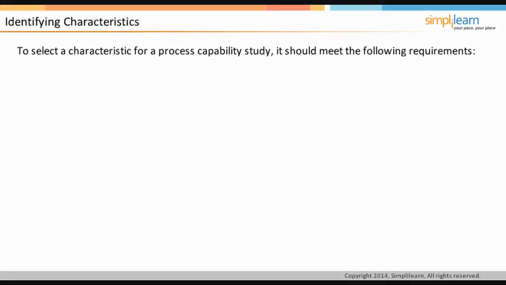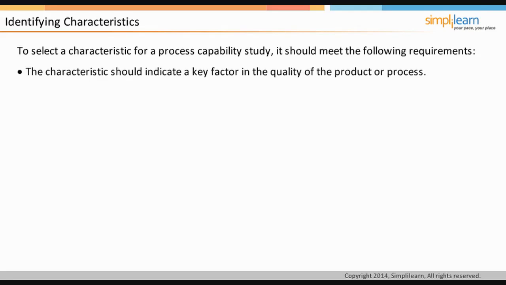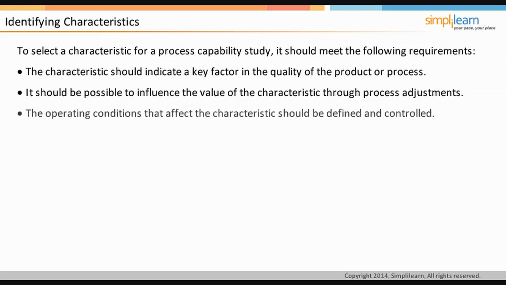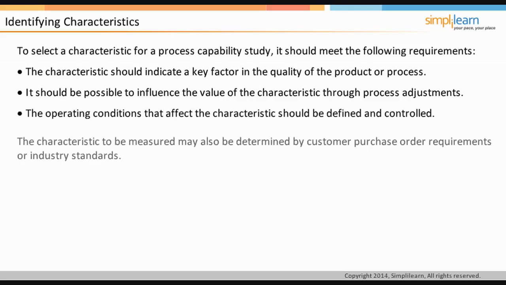Process capability deals with the ability of the process to meet customer requirements. Therefore, it is crucial that the characteristic selected for a process capability study indicates a key factor in the quality of the product or process. Also, it should be possible to influence the value of the characteristic by adjusting the process. The operating conditions that affect the characteristic should also be defined and controlled. Apart from these requirements, other factors determining the characteristics to be measured are customer purchase order requirements or industry standards. In the following screen, we will look at identifying specifications or tolerances in process capability.